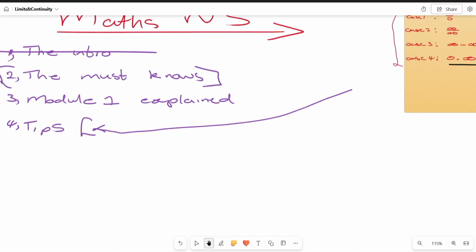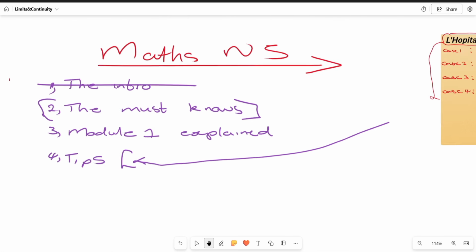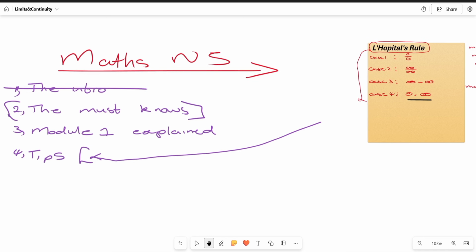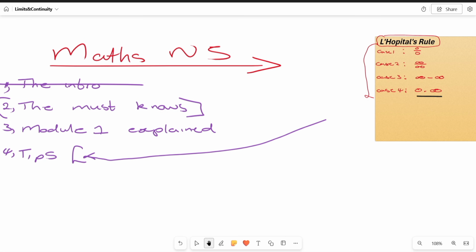So on continuity, they don't ask a lot. When it comes to continuity, it's just you knowing whether a function is continuous or discontinuous, right? So when the denominator of a function is equal to 0, that means that it is discontinuous because it doesn't have a value at that point. All right, so those types of questions, I will do them when we're doing past questions.